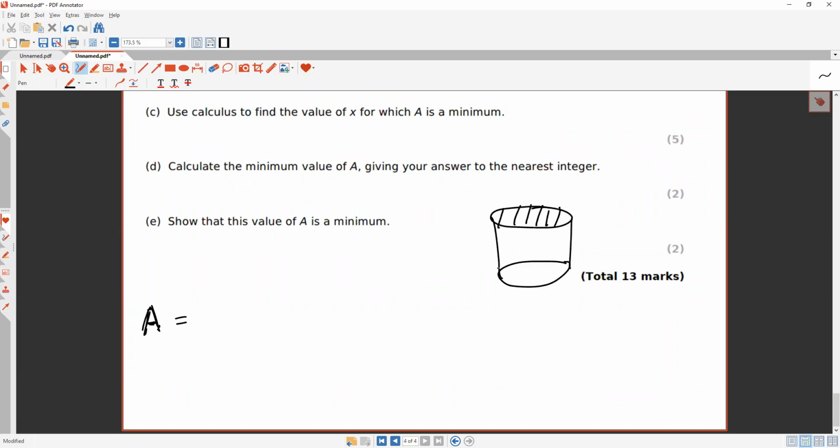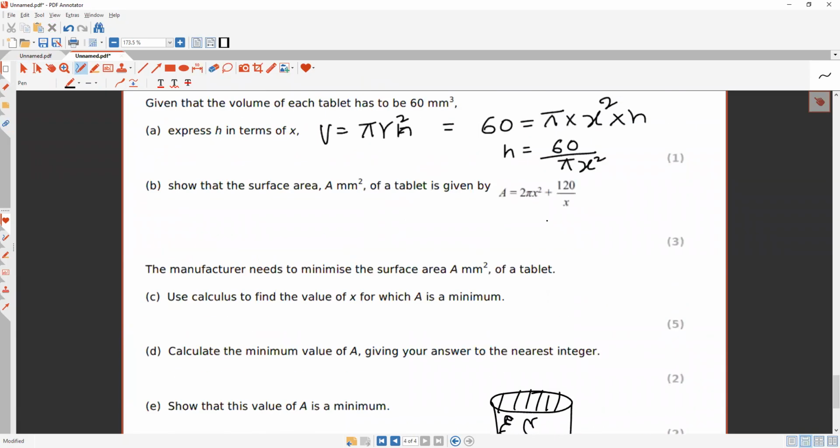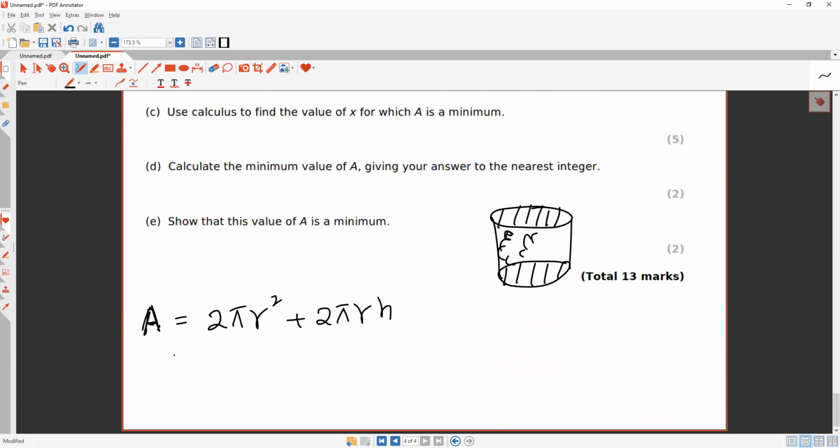A normal cylinder surface area is very easy. You have two circles, top and bottom, so therefore you have 2 pi r square, and you have this curved area. This curved area, that is 2 pi r h, if I remember. So that is my area. You can see h is missing, so I have to just substitute 60 divided by pi x square in terms of h.